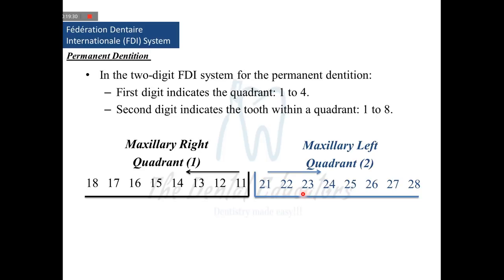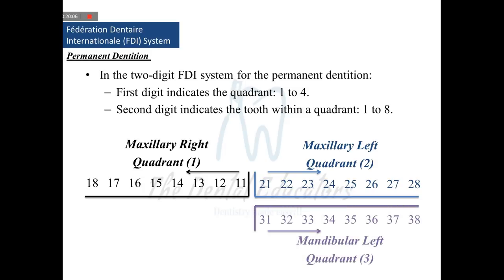For the third tooth in the maxillary left quadrant, we will write 2-3. 2, as we all know, represents the quadrant number, and 3 represents the permanent tooth from the midline, that is the canine. Then 2-4 represents the fourth tooth from the midline, the first premolar. 2-5 is the second premolar. 2-6, the first permanent molar. 2-7, the second permanent molar. And 2-8 represents the third molar of the maxillary left quadrant.